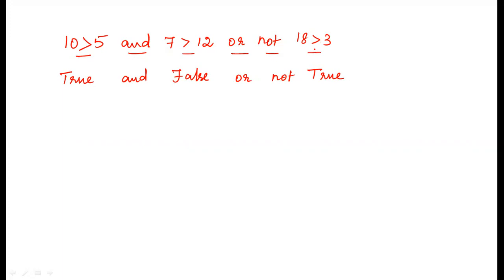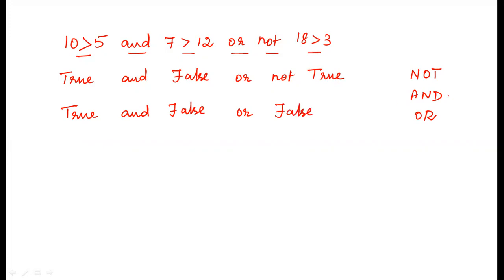Now we are going to evaluate the logical operators. In logical operators also, we have a precedence of operators. The first precedence is for not, then and, and then the or operator. So true and false or not of true. That is, you have to take the complement of true, which is false.